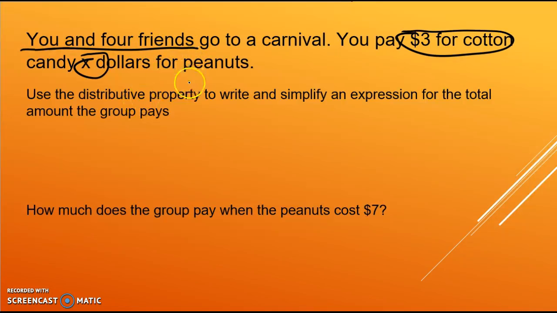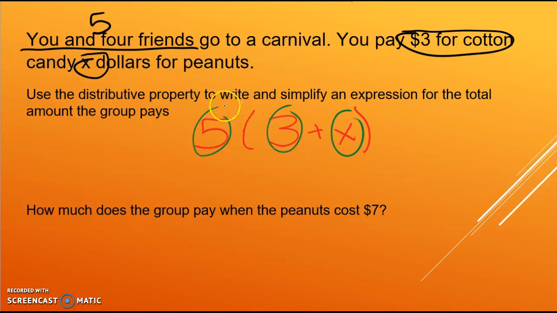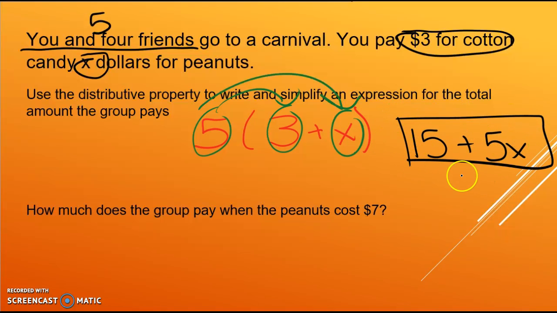So what I know is that it's me and 4 friends, so that's a total of 5 people. So I know outside my parentheses I'm going to have 5, and then on the inside I'm going to have the $3 for the cotton candy and the x dollars for the peanuts. So this would be my expression, but it wants me to simplify it, so the only way I can simplify it is by distributing. Circle my terms, show my arrows. I end up with 5 times 3, which is 15, plus 5 times x, which is 5x. That is my simplified expression, 15 plus 5x.